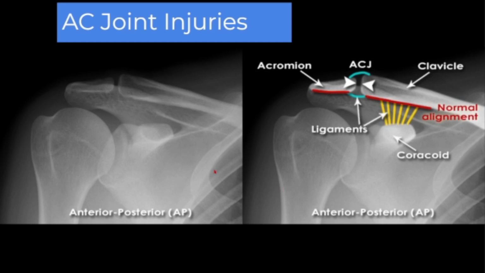Okay. So starting with the basics, here is a normal PA view of the shoulder. Here's one with some illustration or description, right? So you see the AC joint here, clavicle, the acromion, normal alignment of the AC joint. The implication here is that the coracoclavicular and acromioclavicular ligaments are intact.